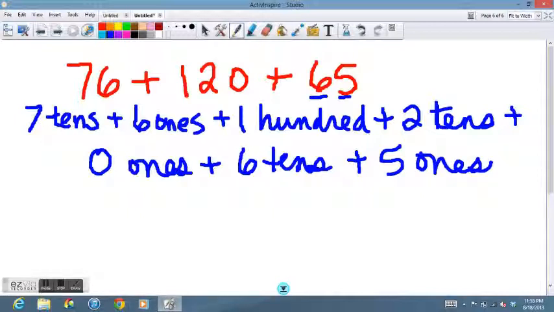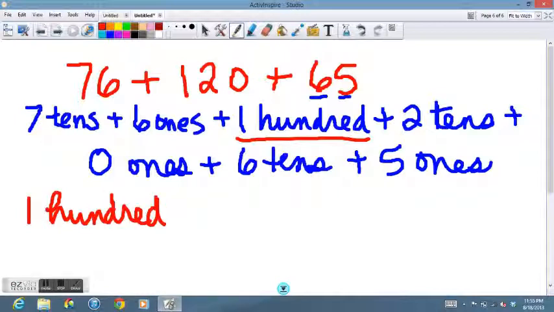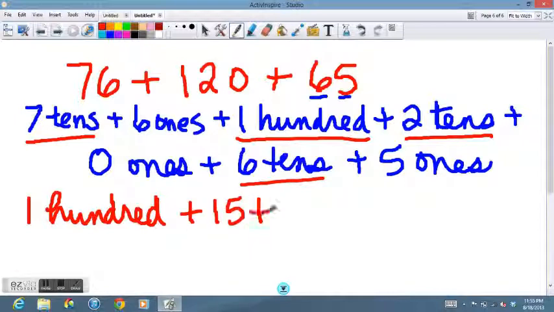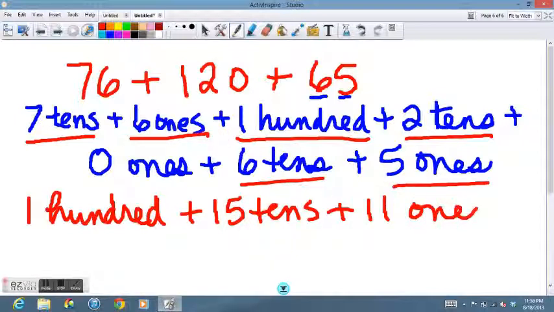Now, we can add together the things that are alike. So we have 100. That's the only 100 we have. Okay. And we have 7 tens, 2 tens, and 6 tens. That's a total of 15 tens. And then we have 6 ones and 5 ones. That's 11 ones.